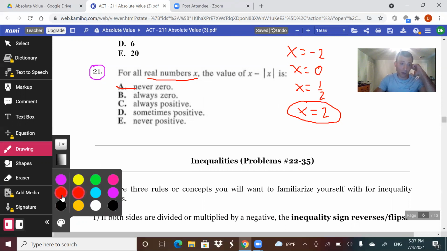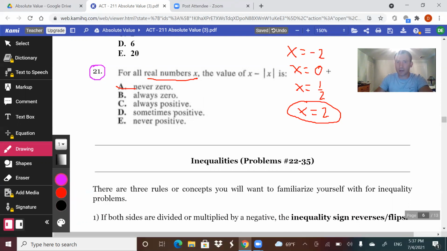So you may be thinking, well, it's always 0, because if I put in 0 for x, it works. I get 0. If I put in a positive number for x, it works. But if you were to put in negative 2, you'd have negative 2 minus the absolute value of negative 2, which is really negative 2 minus 2. That's going to get you negative 4. So it's not always 0. Always positive. Well, no, that's not necessarily true, because we figured out that a lot of times it's 0. Sometimes positive, never positive. Well, we're between sometimes positive and never positive.